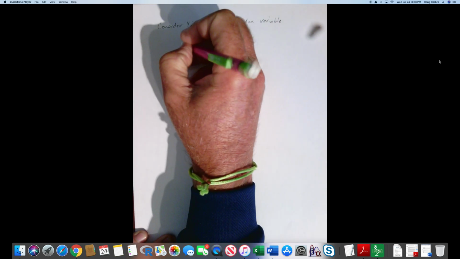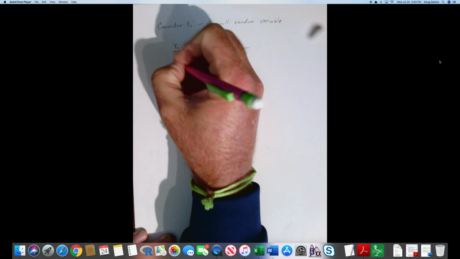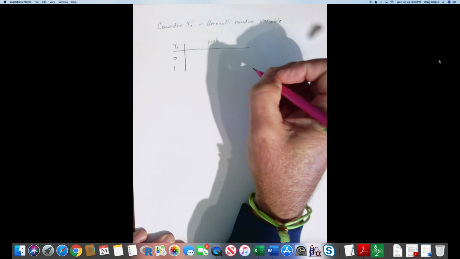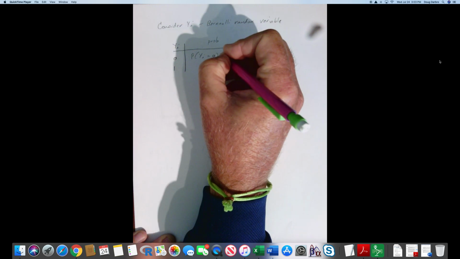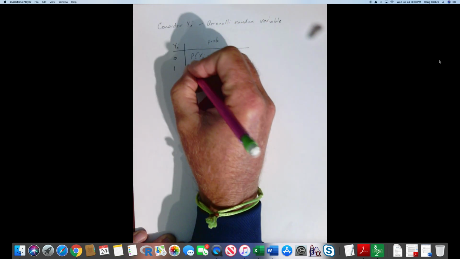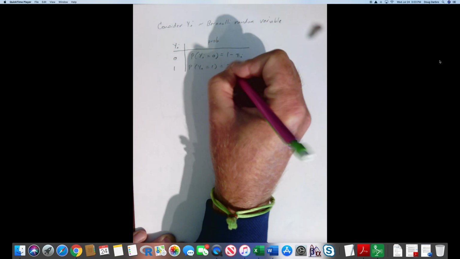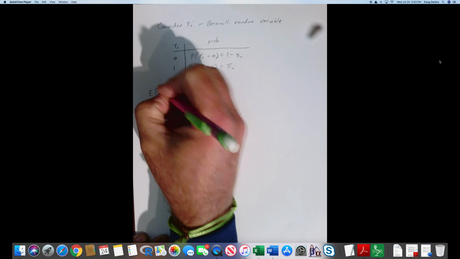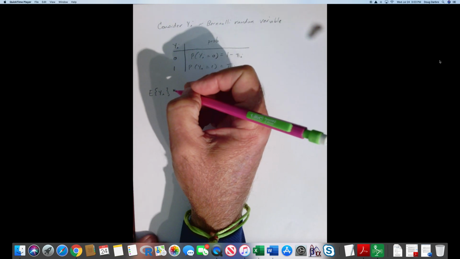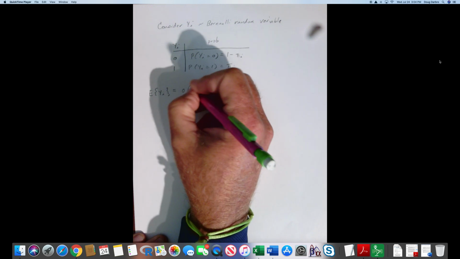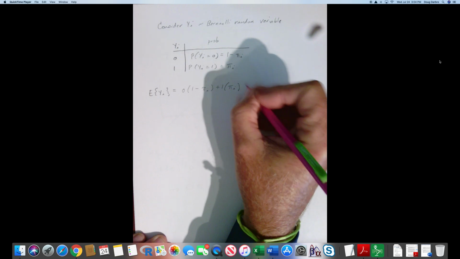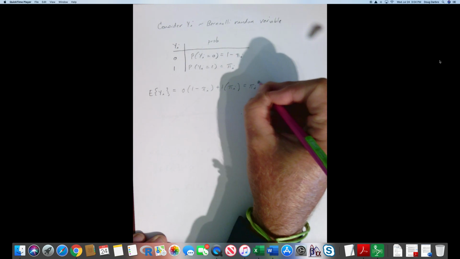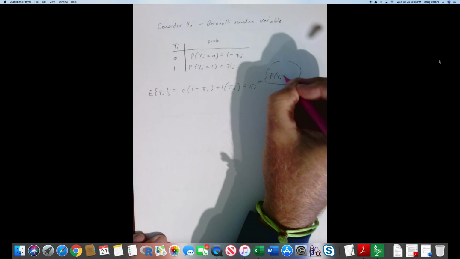So if we have a y sub i, either 0 or 1, we can define the probability of each of these. We can say that the probability that y sub i equals 0 is 1 minus pi sub i, and the probability that y sub i equals 1 is just pi sub i. So we only have 2 possible outcomes. From this we obtain the expected value of y sub i. And remember how you find expected values: you take the value times the probability. So we have 0 times 1 minus pi sub i plus 1 times pi sub i, which turns out to be pi sub i, which is nothing more than the probability that y sub i is equal to 1.